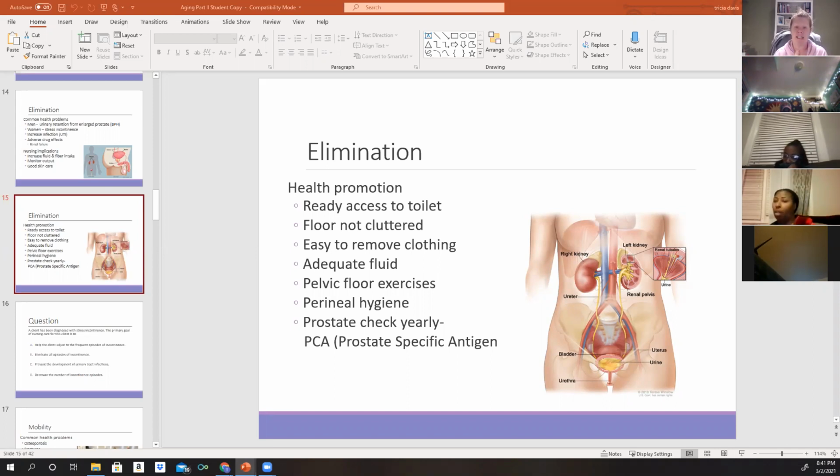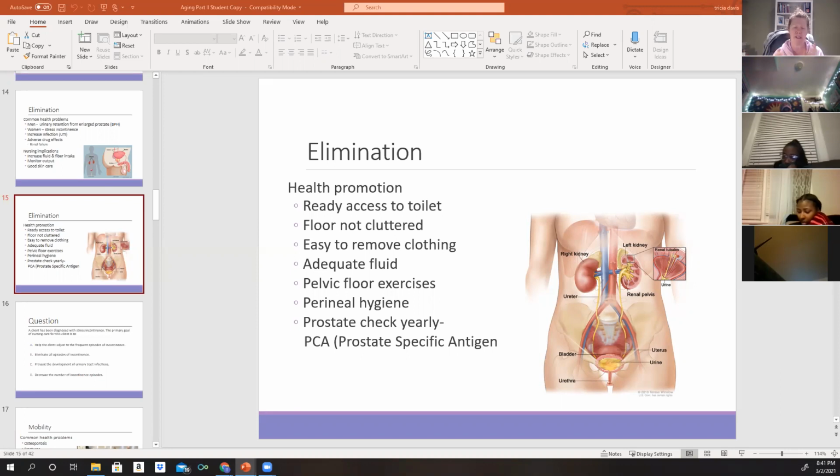Make sure they have easy clothing to remove. Some of the times you see these older patients, these men will wear the pants with suspenders. Probably not a good idea if you have to pee every 20 minutes and you can't hold it all the time. It's going to make it hard for you to try and get all that off. So comfortable, free-moving clothes. Making sure that they're having adequate fluid, but not too much fluid.